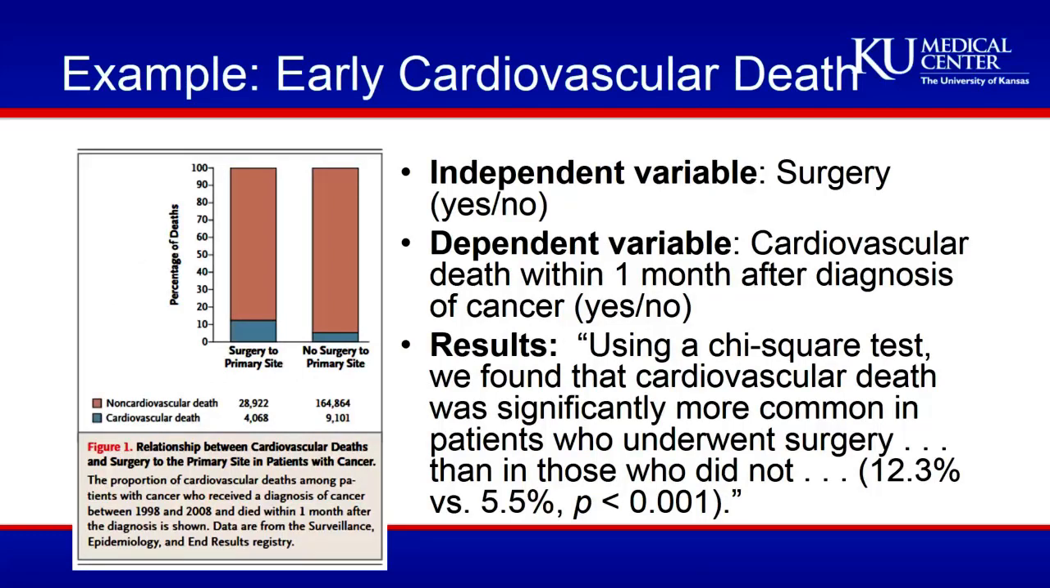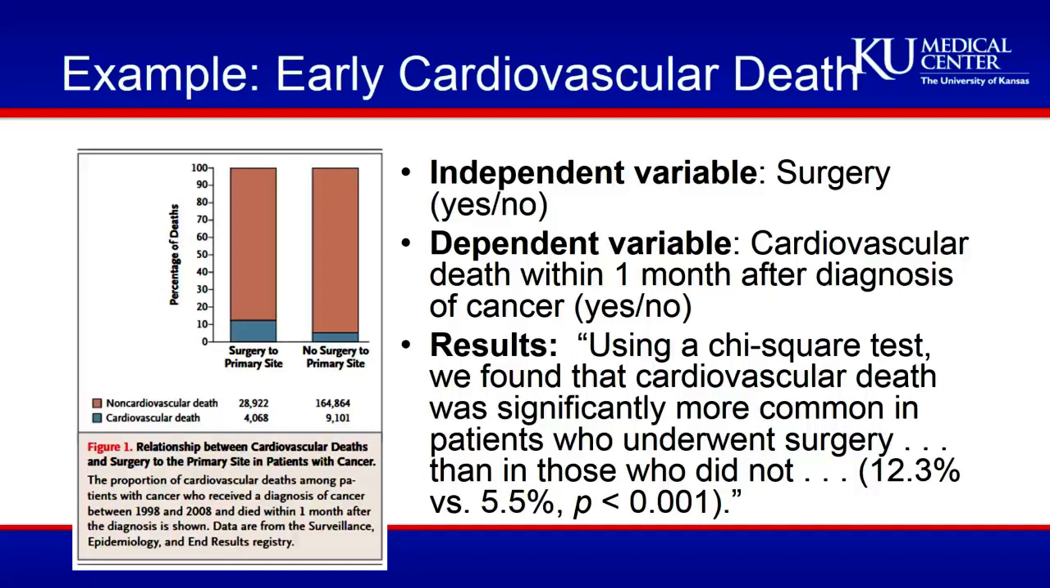So here we have an example looking at the relationship between cardiovascular deaths and surgery to the primary site in patients with cancer. What they're reporting here are the percentage of deaths due to cardiovascular causes and non-cardiovascular deaths, red and blue, by each of these conditions, surgery to primary site or no surgery. They've also given you the counts in the two groups. And so what we're looking at is whether there is an association between the dependent variable, which is cardiovascular death within 1 month after diagnosis of cancer, a yes-no outcome, and the independent variable, or the predictor, which is surgery, yes-no.